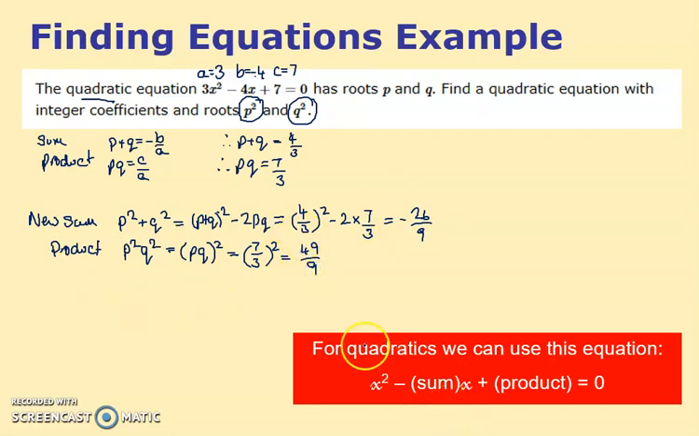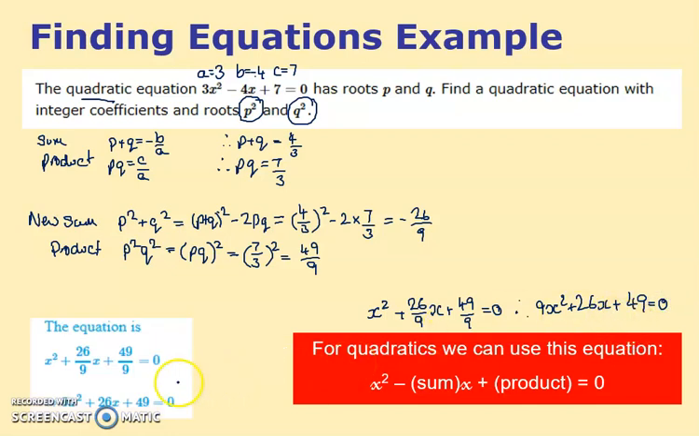And so using this formula down here, I get my new quadratic equation with roots p squared and q squared will be x squared minus the sum. Well, it's minus the minus, which is 26 over 9, x plus the product is 49 over 9. Make sure you write equals 0. But we're just going to transform it and times everything by 9. You get 9x squared plus 26x plus 49 equals 0. Hopefully that's the right answer. Yes, it is. Perfect.